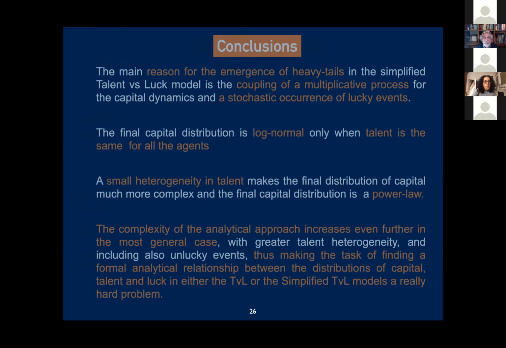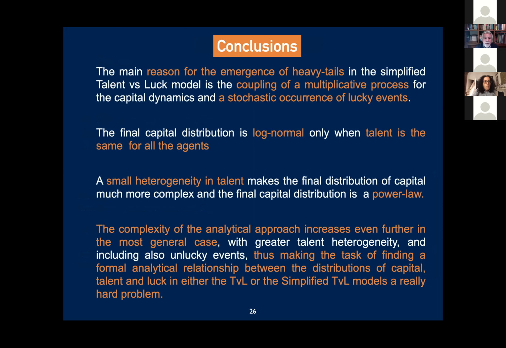So to conclude, the main reason for the emergence of heavy tails in this simplified talent versus luck model is the coupling of a multiplicative process for the capital dynamics to a stochastic occurrence of luck events. The final capital distribution is log normal when talent is the same for all agents, but a small heterogeneity in the talent makes this final distribution more complex, and in the end you get a power law.